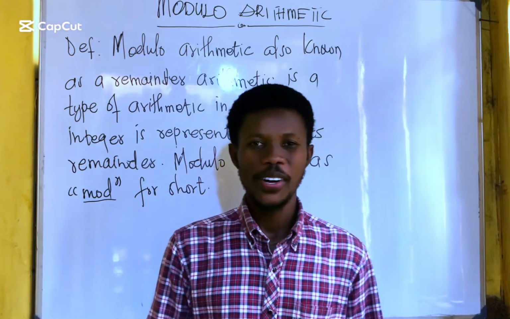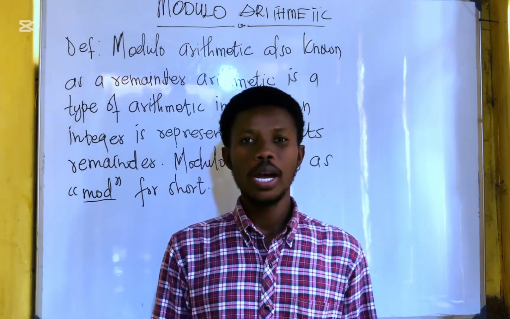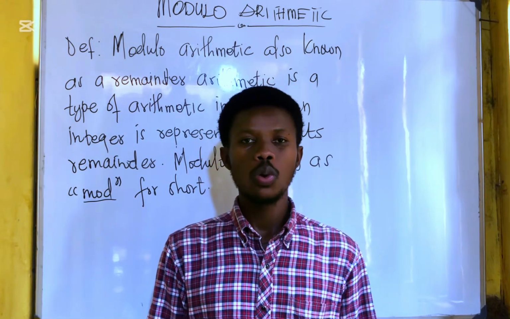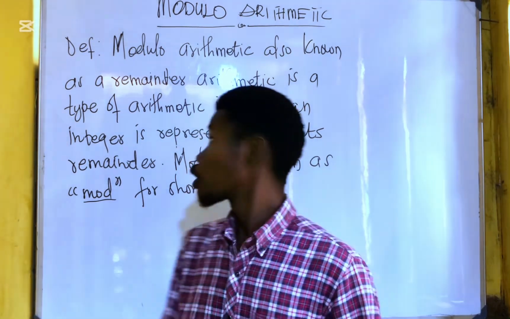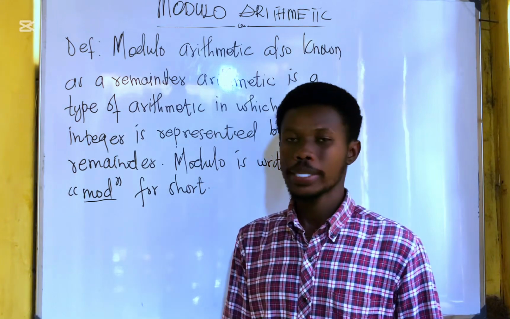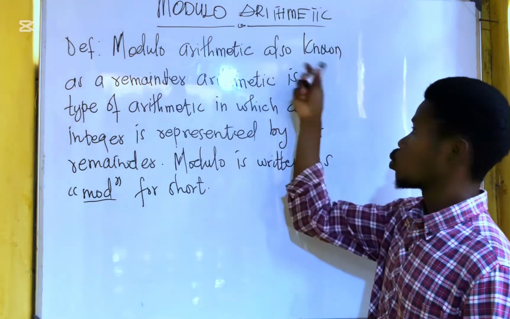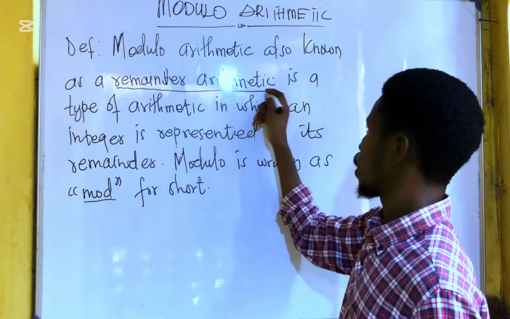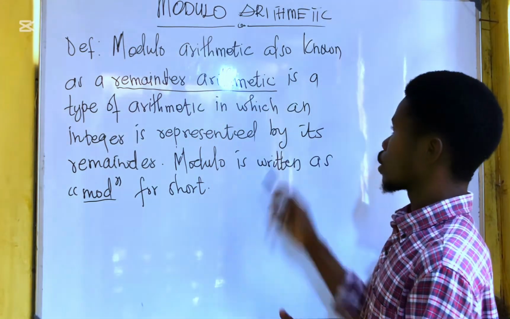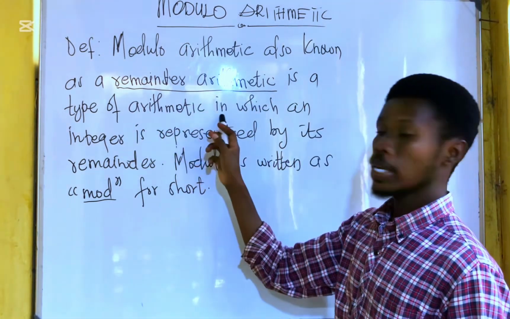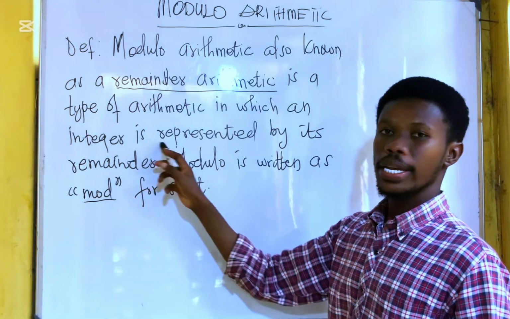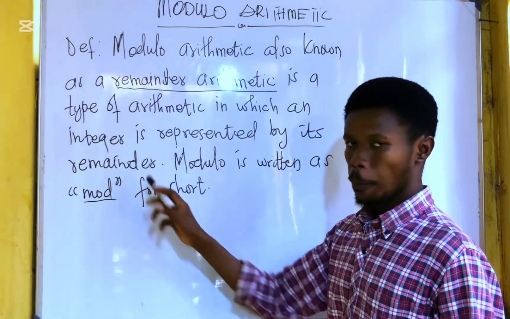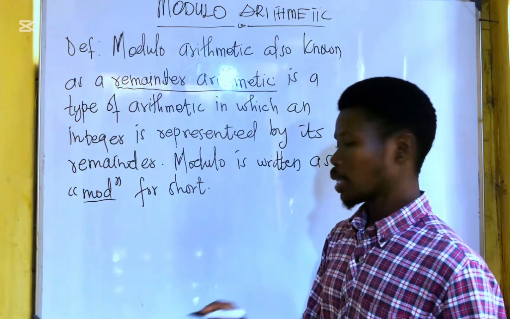Yeah, hello, welcome. Today we are going to look at modular arithmetic. When you say modular arithmetic, what do you mean by modulo arithmetic? Is that okay? So, modulo arithmetic, also known as remainder arithmetic, is a type of arithmetic in which an integer is represented by its remainder. Is that okay? So, let's take this for example.